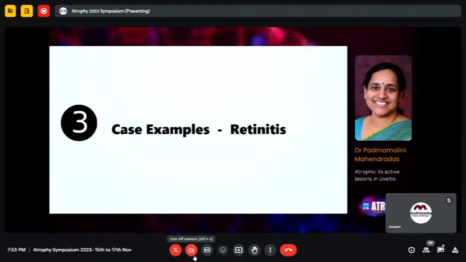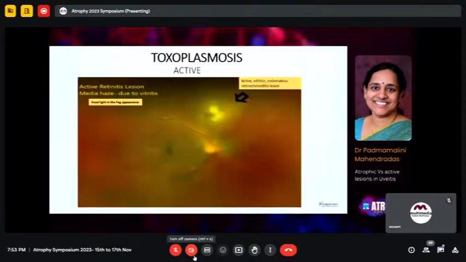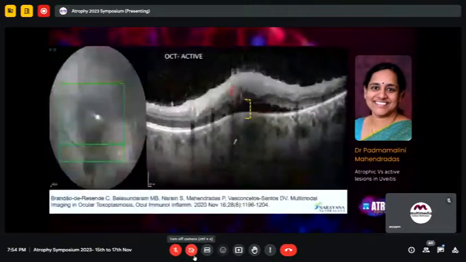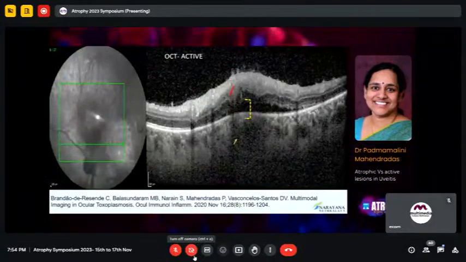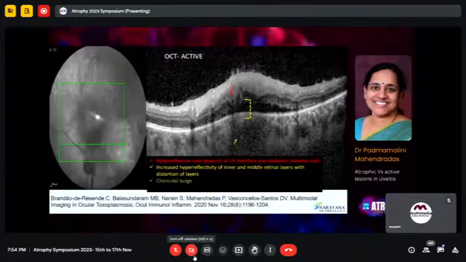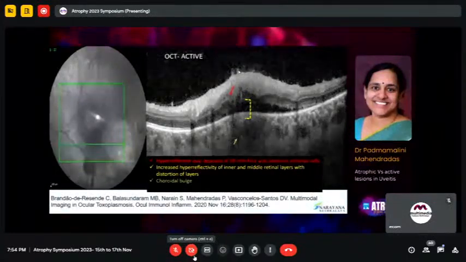We'll move on to the case examples. Retinitis most of the time occurs secondary to infections. Toxoplasmosis is the commonest cause of infectious posterior uveitis. Classically, it presents in the form of a headlight in the fog appearance, characterized by the presence of an active whitish edematous retinochoroidal lesion as seen in this photograph. OCT shows hyperreflective oval deposits at the vitreoretinal interface with increased hyperreflectivity in the inner and middle retinal layers with a choroidal bulge.